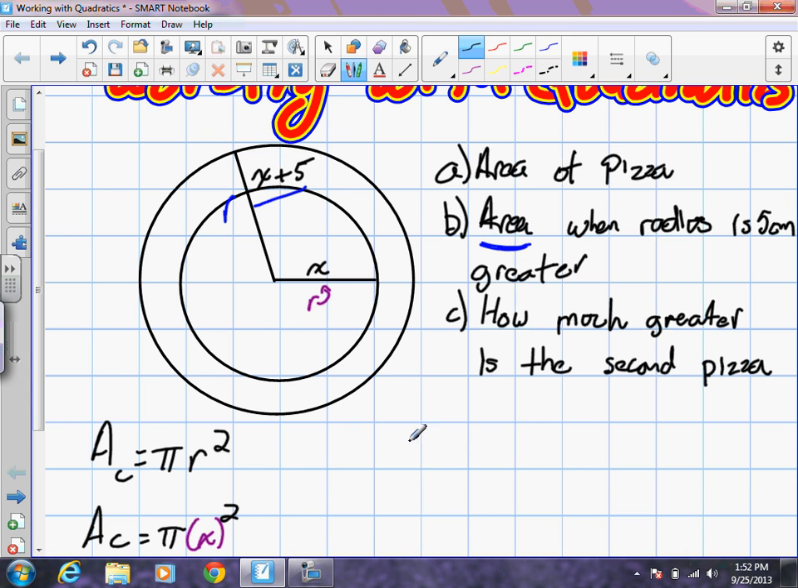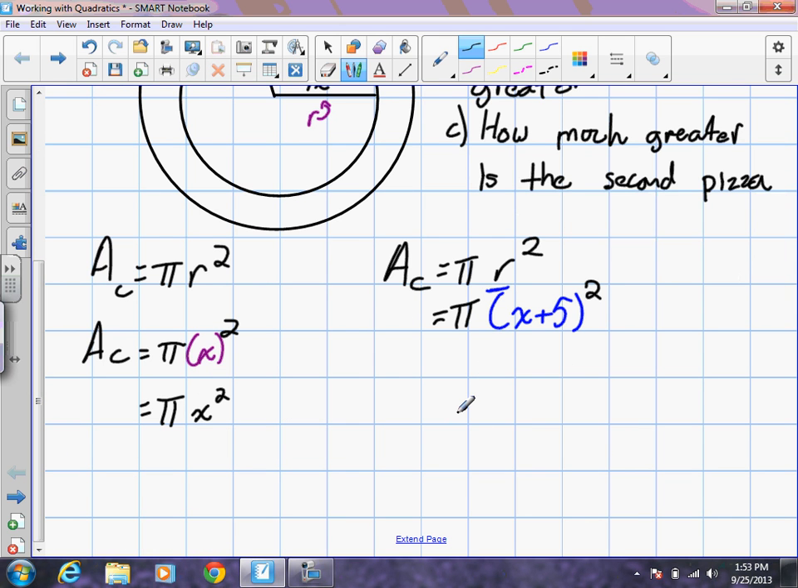We have the exact same formula for a circle. Area of a circle is pi r squared. But in this case, r represents x plus 5. So we get pi times x plus 5, we replace r with our new radius, squared. Okay? I could leave it like that, but we want it to be in expanded form. So we're going to work on expanding these quadratics. If this bracket is squared, what that means is we're repeating the bracket twice. We're multiplying it by itself.